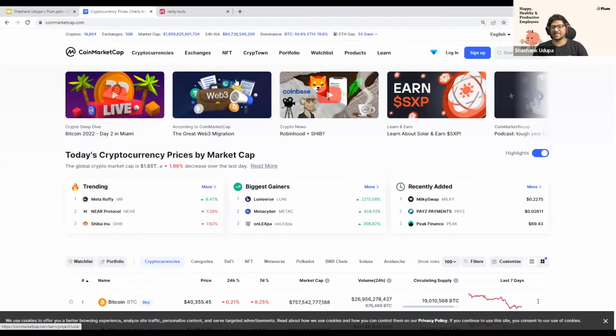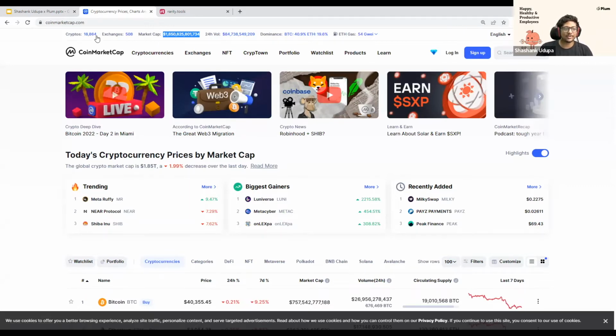This is a website called CoinMarketCap. CoinMarketCap basically gives you a lot of information about the different types of coins that are there, with respect to categories. Now, if you open CoinMarketCap and look at it properly, the entire cryptocurrency market cap right now is around 1,850, so it's almost 1.85 trillion. It's a $1,850 billion market right now, the entire cryptocurrency market cap.